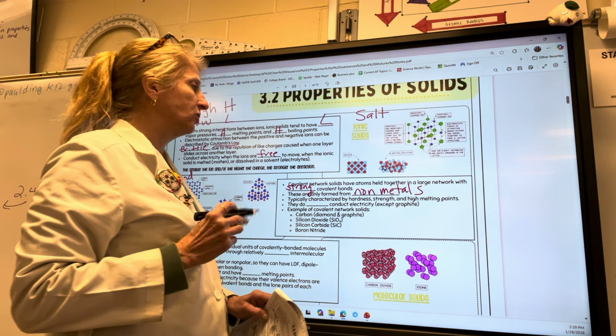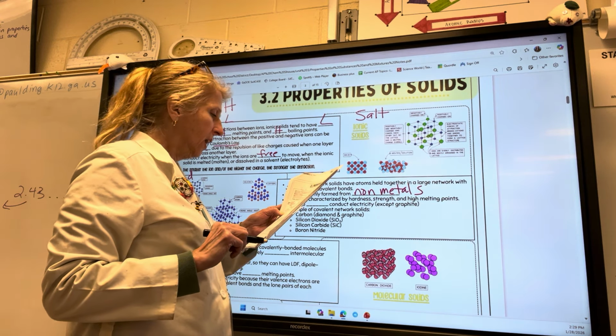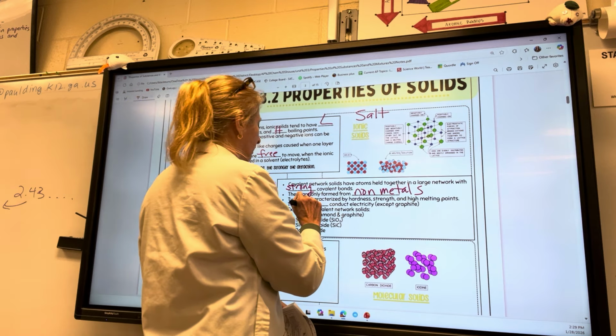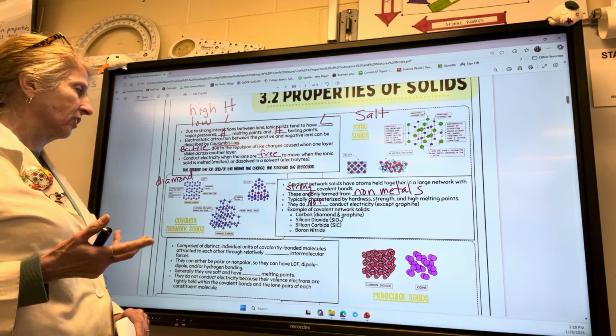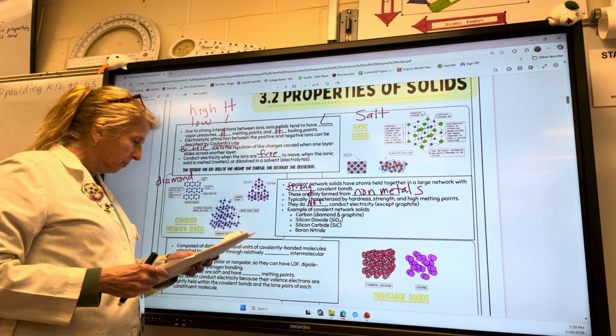Typically, they're hard, strong, with high melting points. They do not conduct electricity, except for graphite. That's a little exception. And here are some examples: diamonds, graphite, silicon dioxide, silicon carbide, boron nitride.